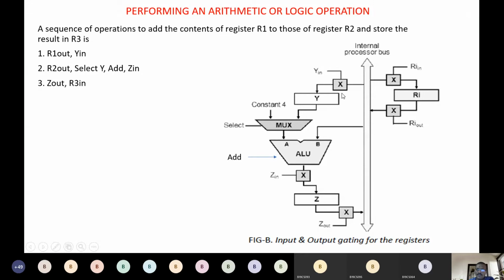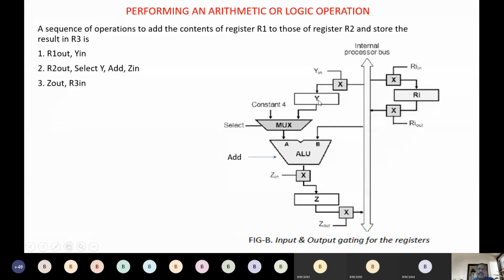Here you can see this register also has a switch, and input to this register is controlled by this signal. If this signal is made 1, that is Y in is made 1, then data from this bus can flow into Y. So what is the data we have on this bus? We have data from register R1 already placed on the bus. So that data flows into the Y register when we say Y in is equal to 1.